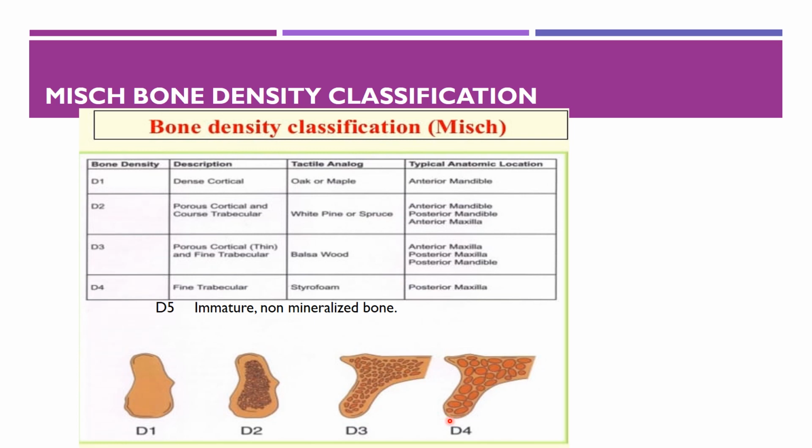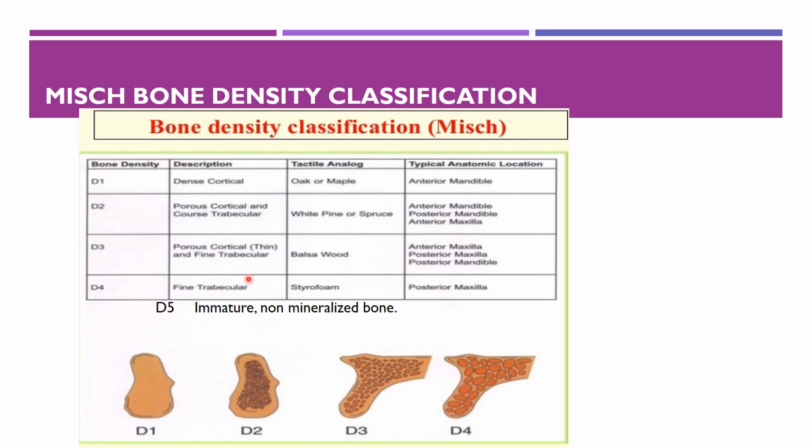So this is D5. One more quality is that for immature and non-mineralized bone. You can see that areas of the jaw exhibiting thin layers of cortical bone and larger cancellous space, such as the posterior maxilla especially, have lower success rates than areas of dense bone.